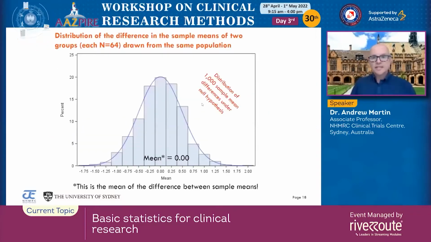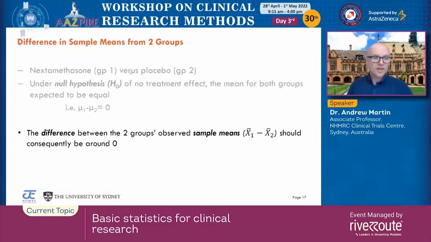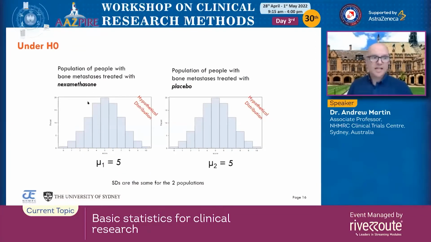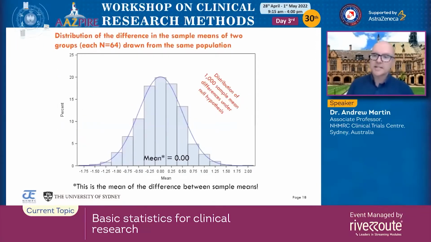So here is a simulation I've performed where I have drawn a group of size 64 from the two conditions, and I've calculated the sample means each time and the difference in the sample means, and this is a histogram of those sample mean differences. So there's 1,000 there, all generated under the null hypothesis, no difference between the treatment groups.